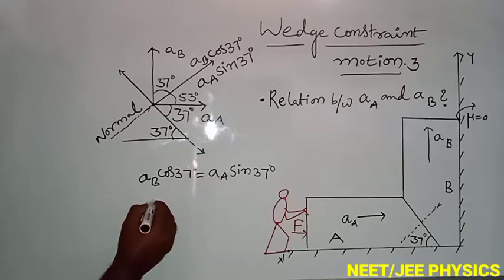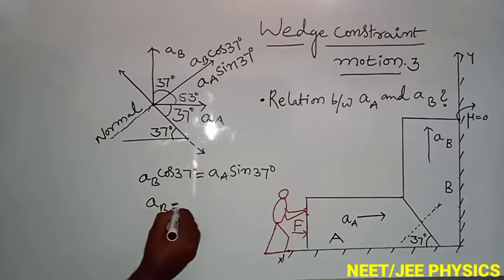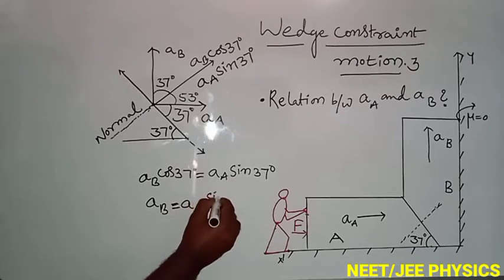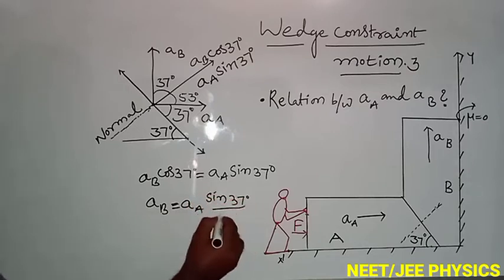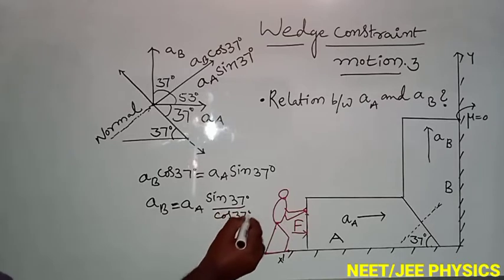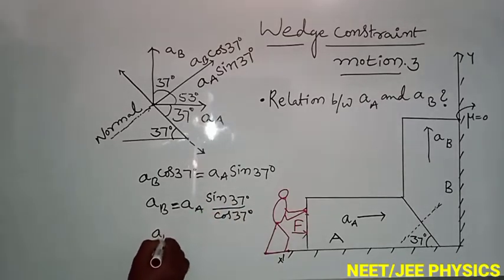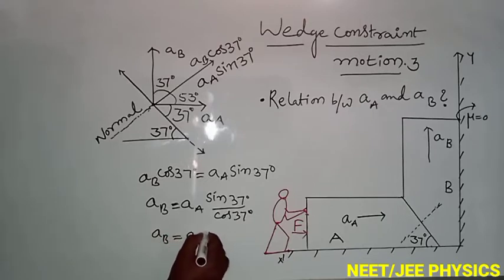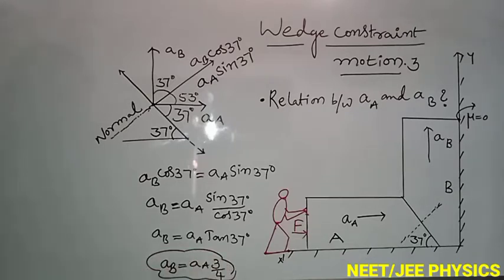From that, what can we write here? AB equals AA sin 37 by cos 37. Sin 37 by cos 37 is tan 37. The tan 37 value is 3 by 4. AB equals AA into 3 by 4. This is the relation between AB and AA.